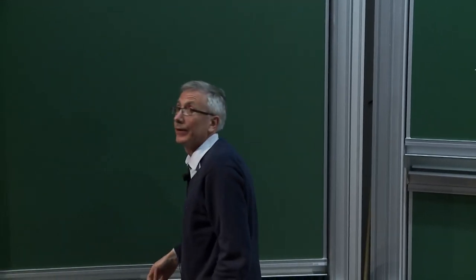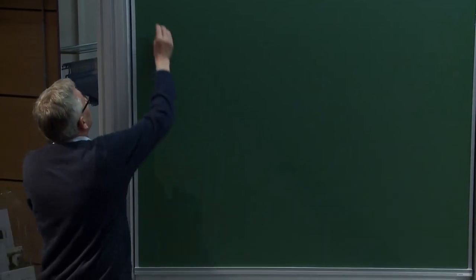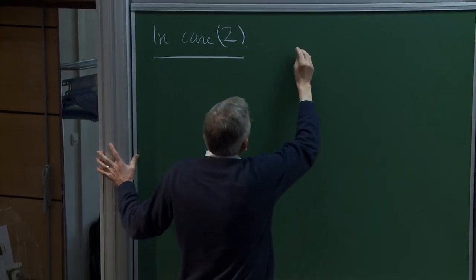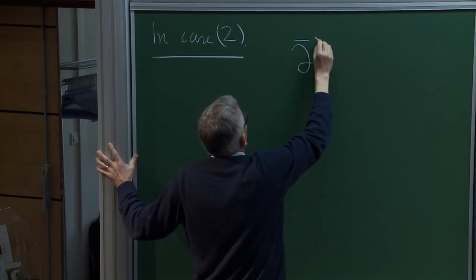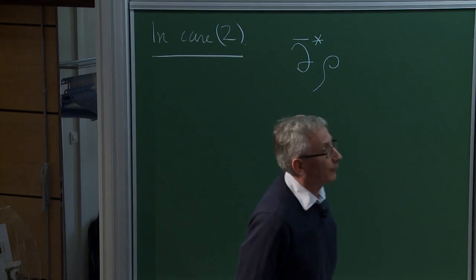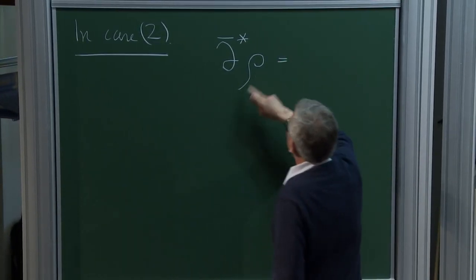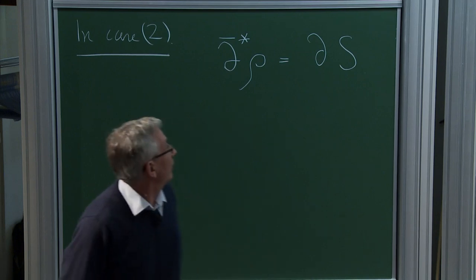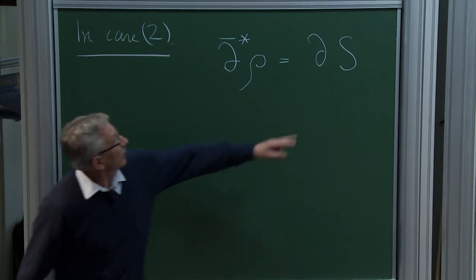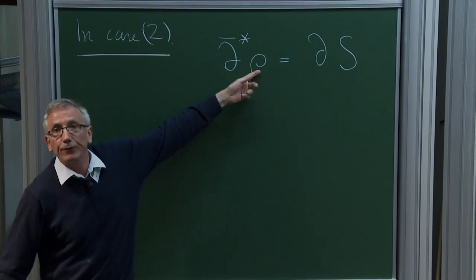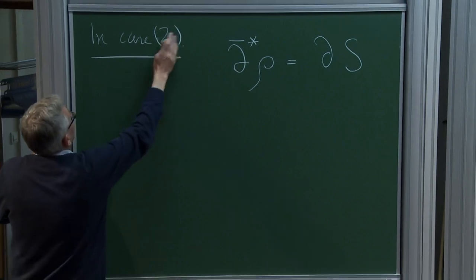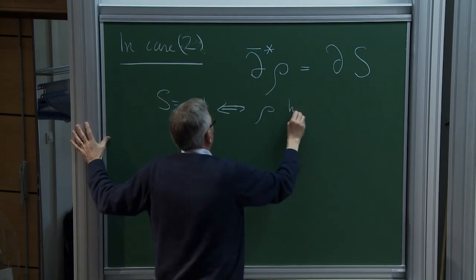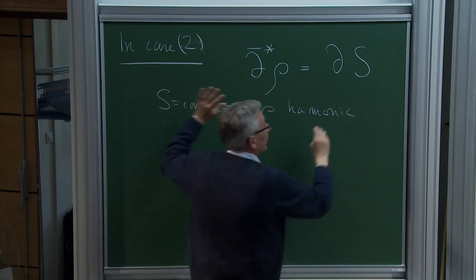So let me just remind you of how the proof of that goes. So in case 2, what we always have is a Kähler identity which says if we take d bar star of the Ricci form, then that's equal to taking d of the trace of the Ricci form, which is just d of s. So constant scalar curvature is always equivalent to saying that the Ricci form is a harmonic form. So S equals constant is equivalent to rho is harmonic. Well, that's always true, in whatever case.